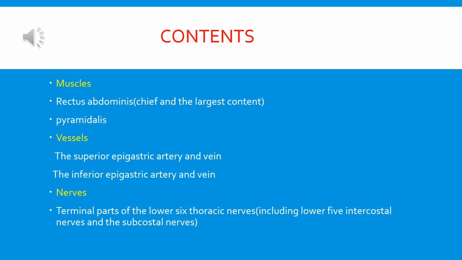Nerves: there are 6 in number. They are the lower 6 thoracic nerves. That means the lower 5 intercostal nerves and the lower 6th intercostal nerve, that is the 12th intercostal nerve, that is the subcostal nerve. And all these nerves are accompanied by the terminal parts of the posterior intercostal vessels.